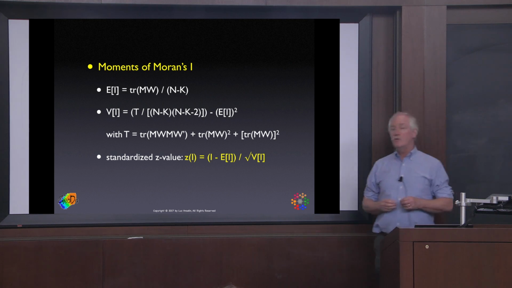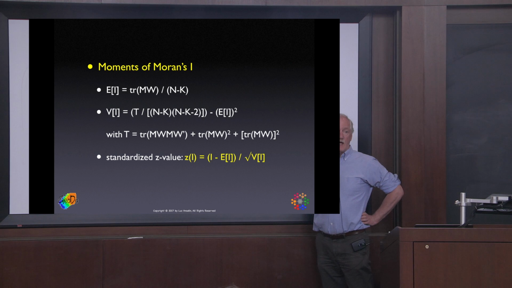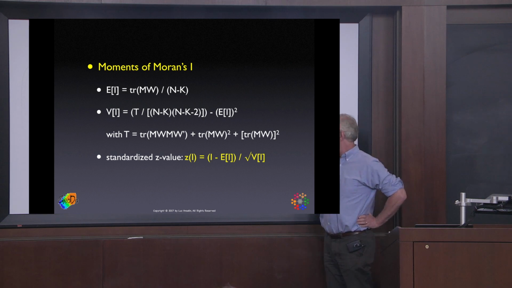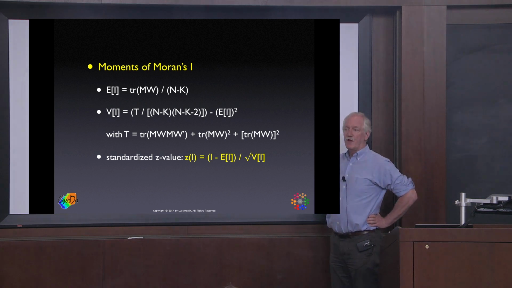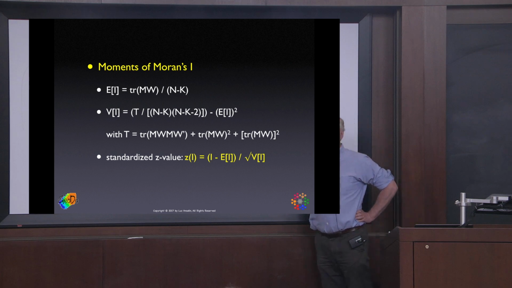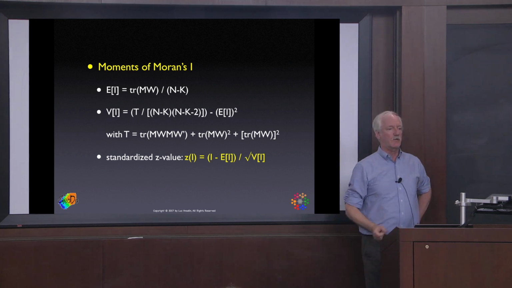So then what do you do? You take the Moran's I that you compute for your data, you take its theoretical expected value, that's that thing up there, you take its theoretical variance and take the square root, and you standardize it and look it up in a standard normal table.